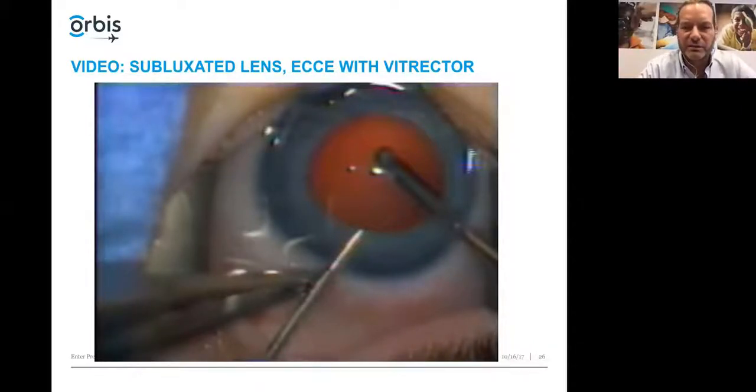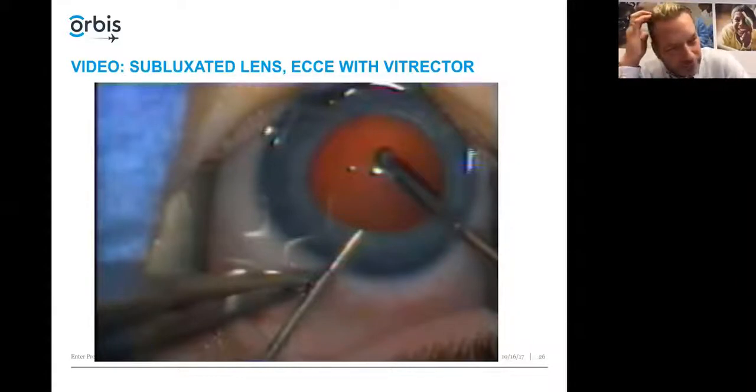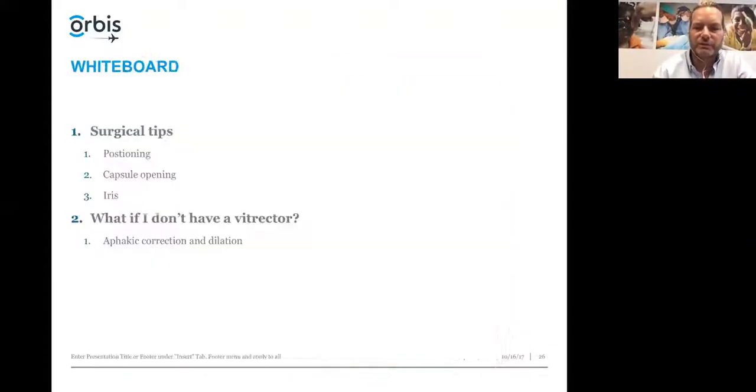the lens in cases of lens subluxation. But the physician we're dealing with here doesn't even have a vitrector, so what could you do alternatively? We talked about some of the surgical tips with positioning and capsule opening in the iris. What if you don't have a vitrector? Let's look at that a little bit. Let's go to the whiteboard here for a minute.